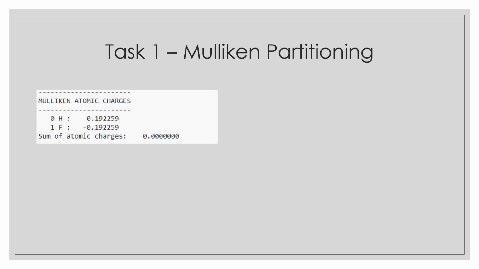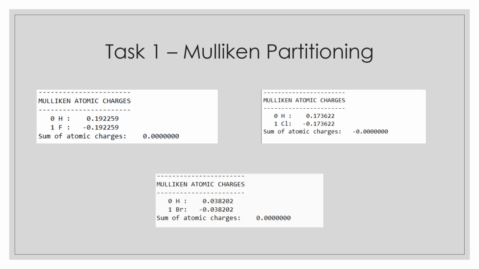The second part of the task was using the Orca output files to ascertain the localized charges through Mulliken partitioning. This gives us an insight into the relative charges on each of the atoms in the system. The three Mulliken atomic charges are shown here, and as expected, fluorine is the most negative charge as it has the highest electronegativity, followed by chlorine with the second highest, and finally bromine with the third highest. This follows the trend that would be expected, just as the bond lengths did.